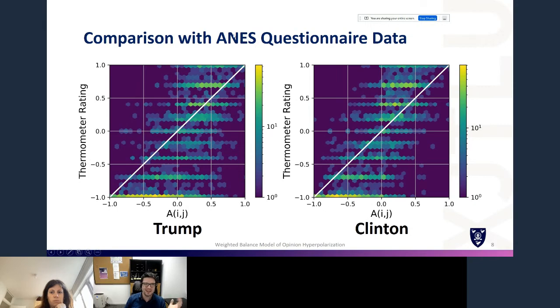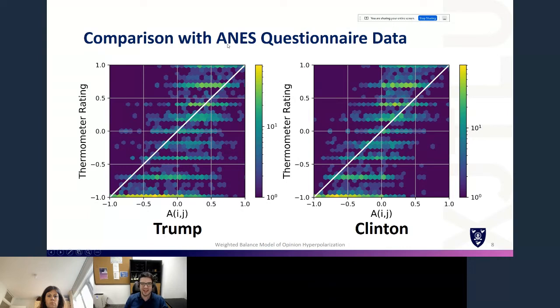And this survey has the nice feature that it's not only asking respondents for their position on different policy issues, but also what they think the presidential candidates' positions on these issues are. And in addition, it asks them for a thermometer rating of these candidates. So do they like them or dislike them? And so this is a perfect testing ground for our theory.